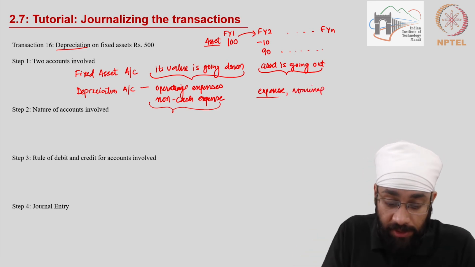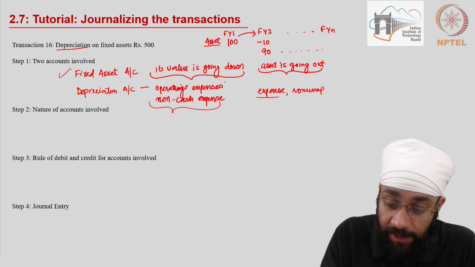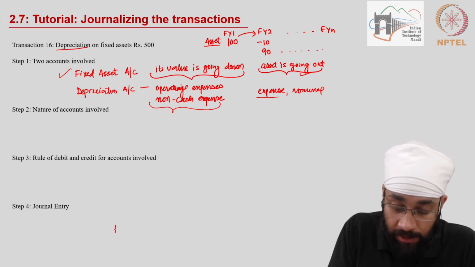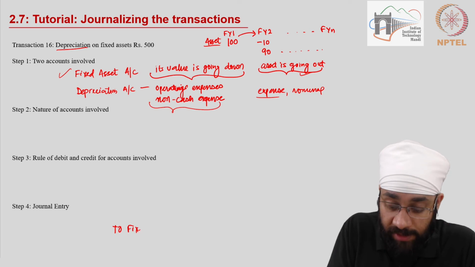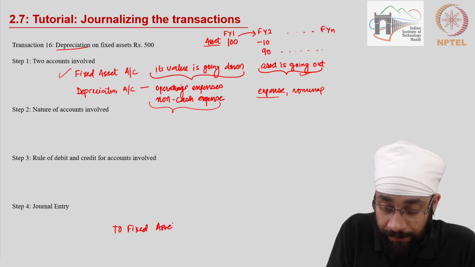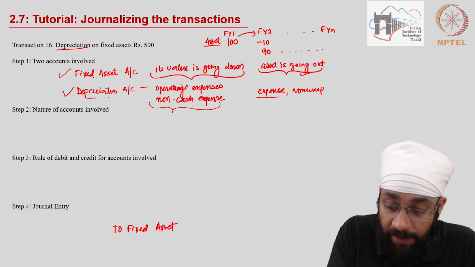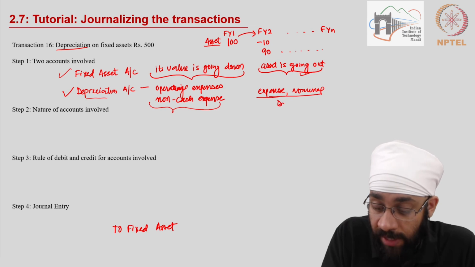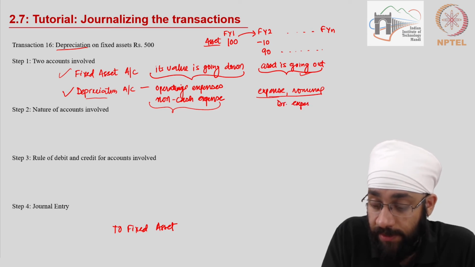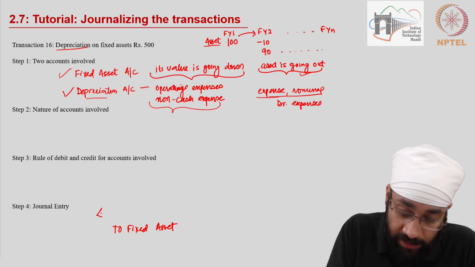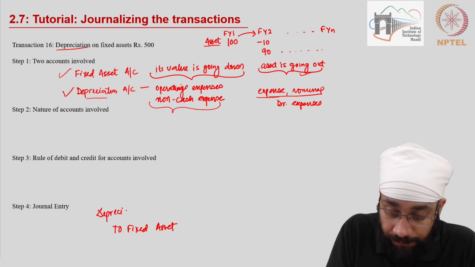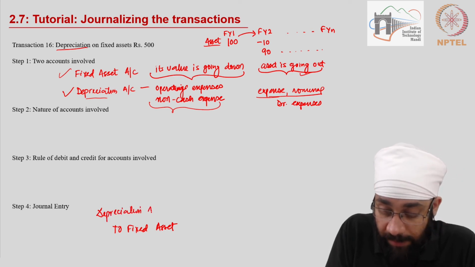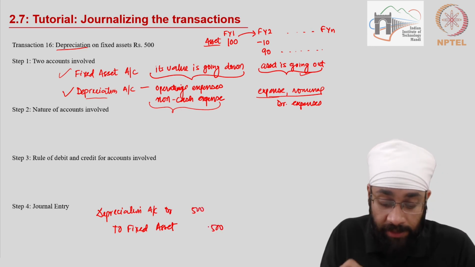All right. The transaction is going to be fixed asset going out, credit. So you're going to write to fixed asset, and you have depreciation as an expense. You debit all expenses. So you're going to write depreciation account debit 500. All right.